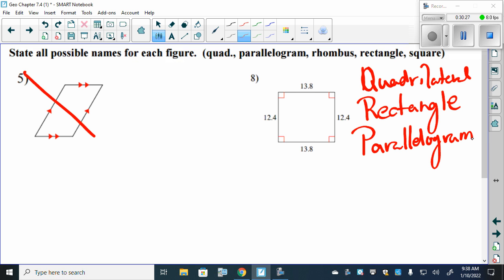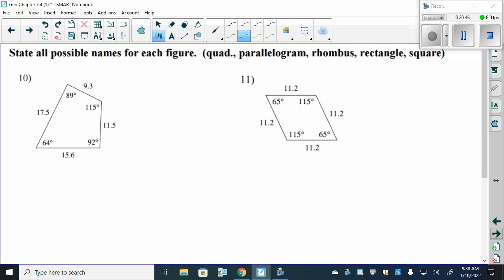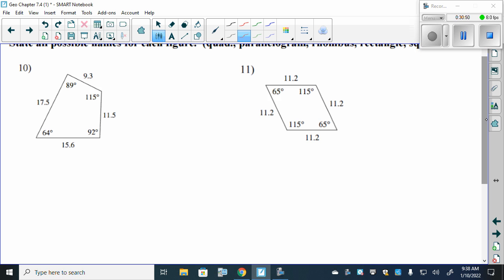Almost. Because a square has 4 right angles and 4 congruent sides. So because it doesn't have 4 congruent sides, we can't call it a square. So it would just be these 3 here. Any other questions on this here? These are the last 2 we're going to look at. Number 10.